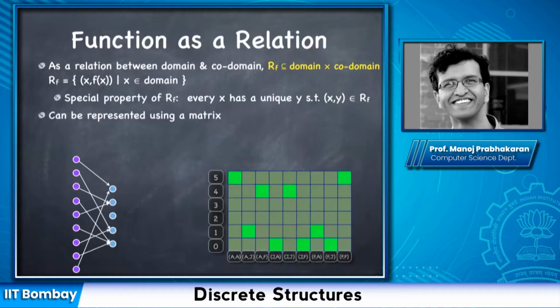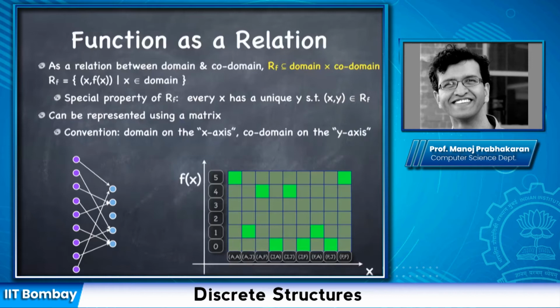Okay, and when you think of a function as a relation, you could represent it using a matrix, which is what we've been doing for relations. In this case, the convention is that you would write the domain as columns and the codomain as the rows. When we were drawing relations earlier, we actually used the opposite convention. The first coordinate was represented in the rows, and the second coordinate in the columns. Here, the convention would be to do it the other way.